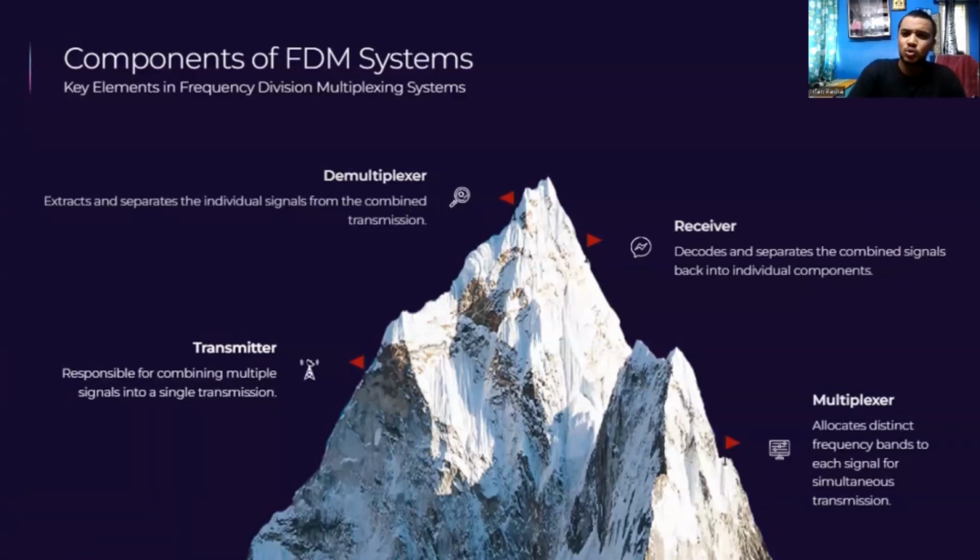Components of FDM system. What components are there in the FDM which help the huge run of the FDM, and what makes it very important? Okay, so key elements in the frequency division multiplexing system. What are the key elements? What makes the system run at an accurate level? So first is the demultiplexer. What does a demultiplexer do? This is something which extracts and separates the individual signals from the combined transmission.